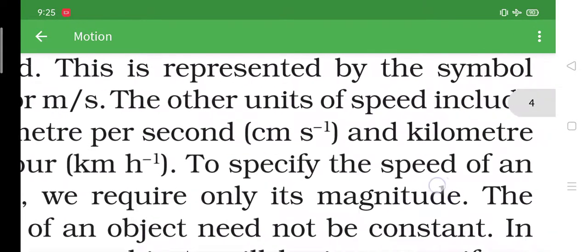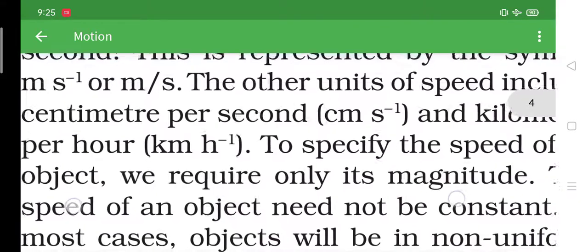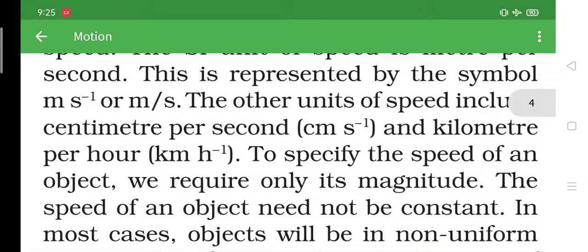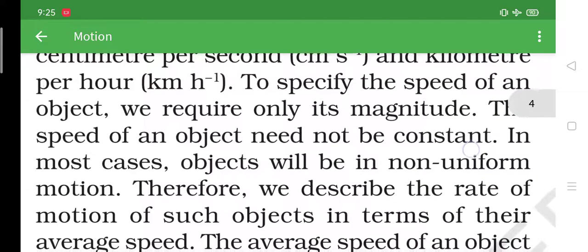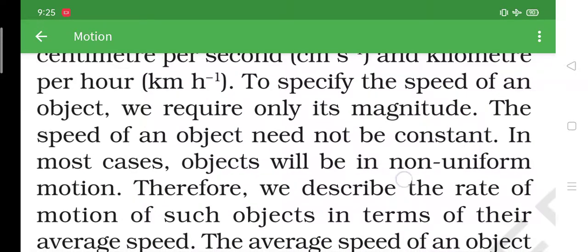Now to specify the speed of an object, we require its magnitude. The speed of an object need not be constant. In most cases, objects will be in non-uniform motion. As I have said already, because it is very difficult to maintain. હવે તમે એક proper speed એ તો નહીં ચાલી શકો. Obviously there will be a difference. Yes. So most of the time the object moves in non-uniform motion.